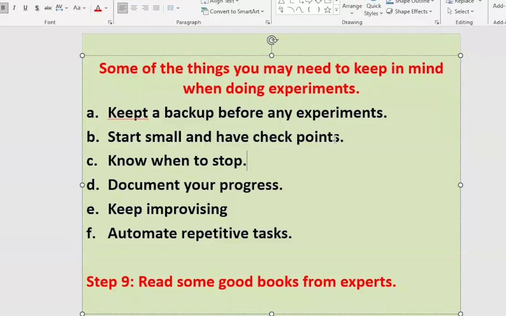Then, these are not so vital points. You must know when to stop. So you don't need to stop, you just move forward and practice your ethical hacking exercises. Then document your progress at the end, repetitive task.